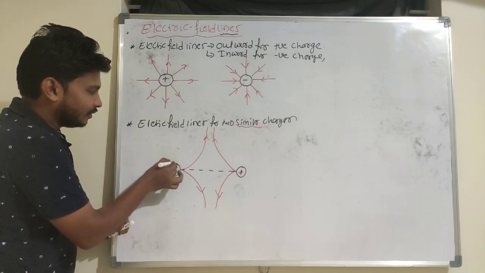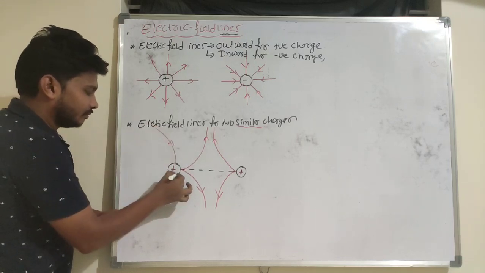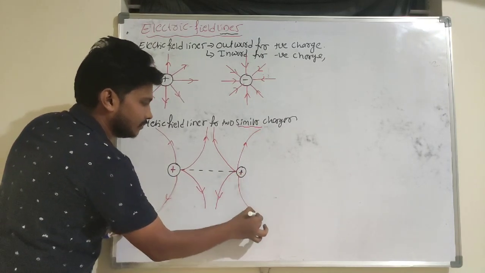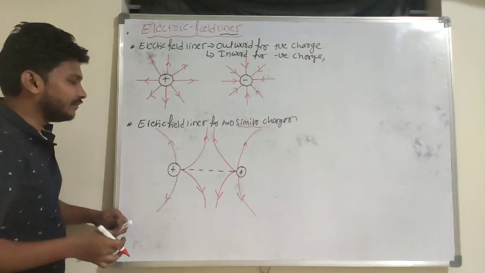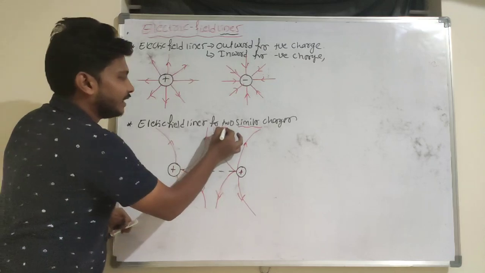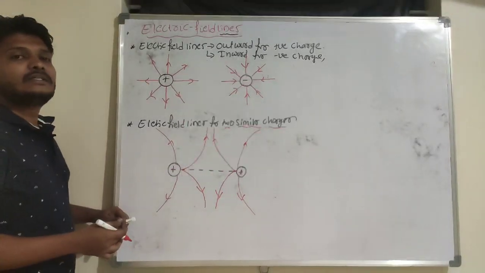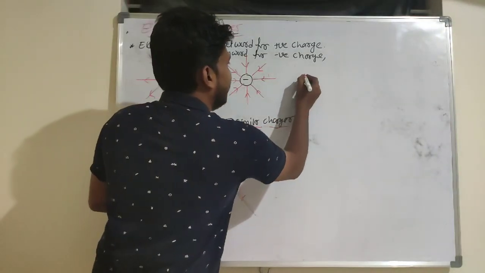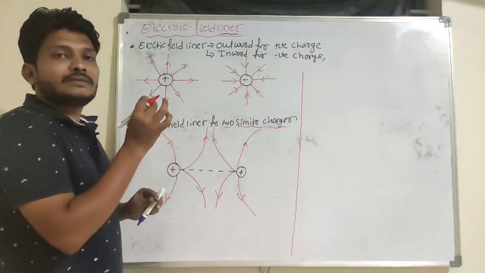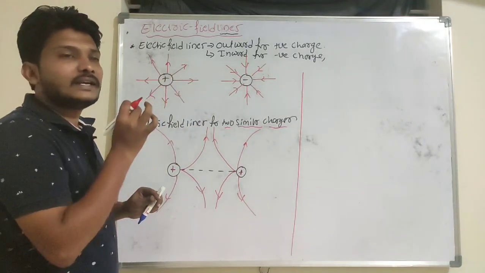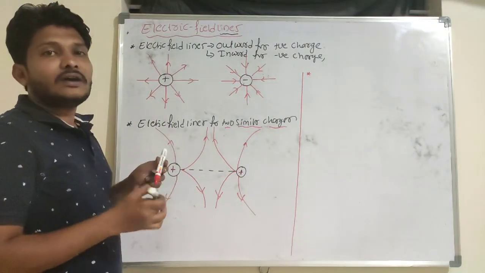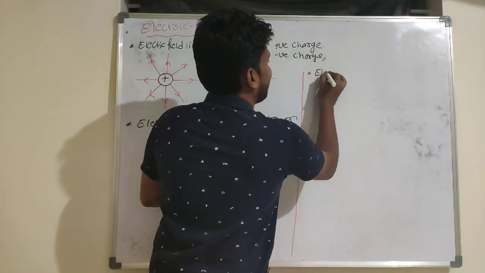So for that positive and positive, electric field lines are outward for the positive charge, I said. So this is the direction of electric field lines for two similar charges. And what will be that? Electric field lines for two dissimilar charges. Dissimilar charges means one is positive, another one is negative, I will consider. So next one is electric field lines for dissimilar charges.